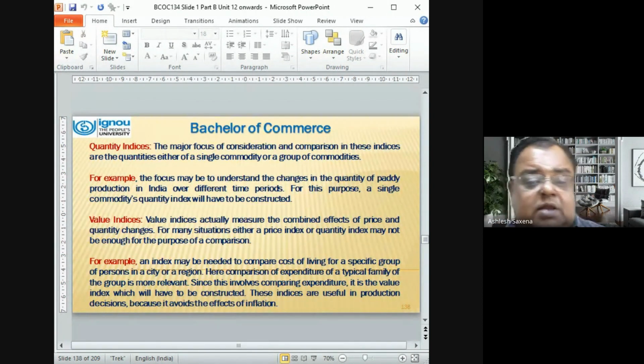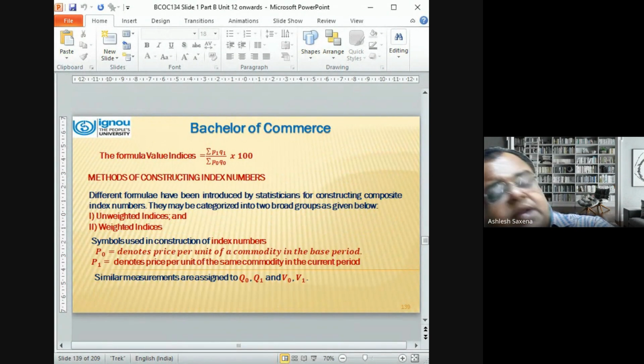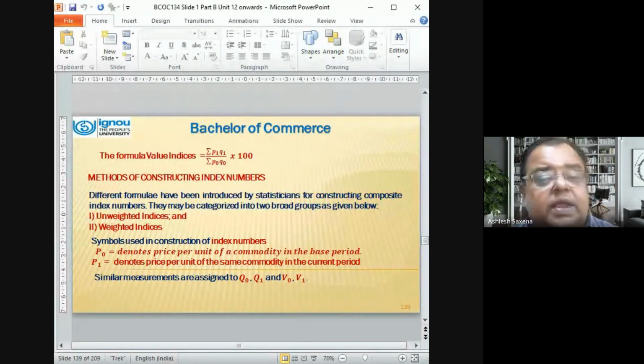Here, comparison of expenditure of a typical family of the group is more relevant, since this involves comparing expenditure. It is the value index which will have to be considered. These indices are useful in production decisions because it avoids the effect of inflation. Now remember the relation: summation Q1 P1 upon summation P naught Q naught into 100.